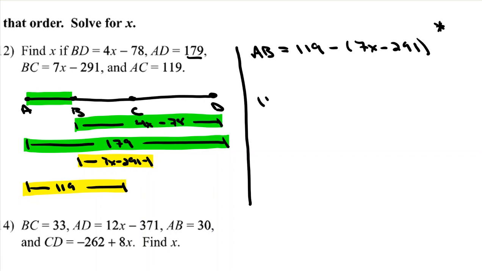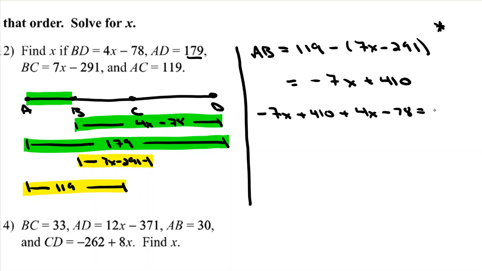So let's go ahead and add all these up. So 119, or I could even simplify this a little bit just to make it easier. So that would be negative 7x plus 410. You just need your calculators there. And then I'll set up the whole expression here. AB, which is now negative 7x plus 410, plus 4x minus 78 is equal to the whole thing, which is 179.